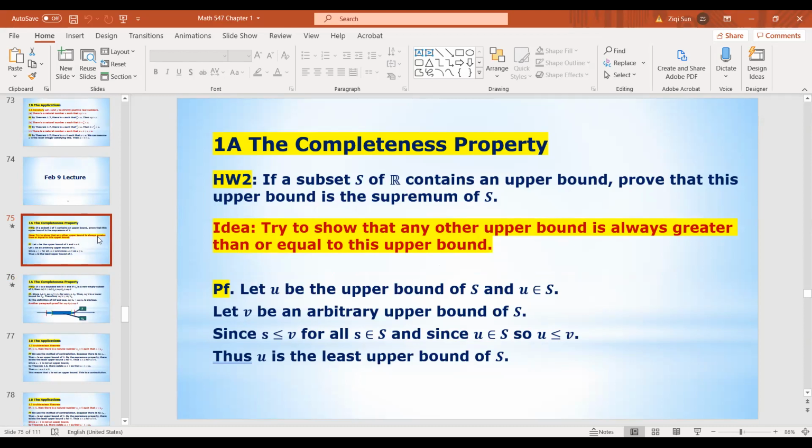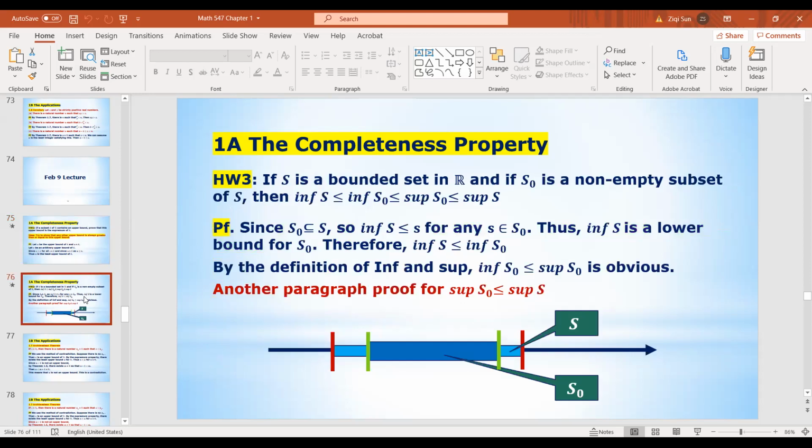Now, during class, I actually showed you the detailed proof. So this is homework number 2, and also problems like homework number 3. Number 3, you are dealing with a subset, and then you can establish the relationship between the lower bound, the infimum and the supremum. All right.